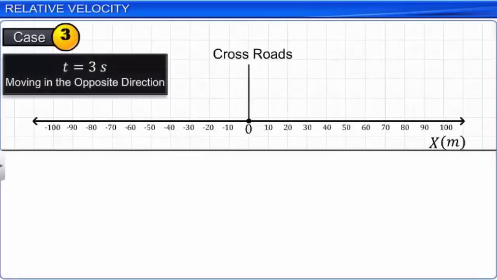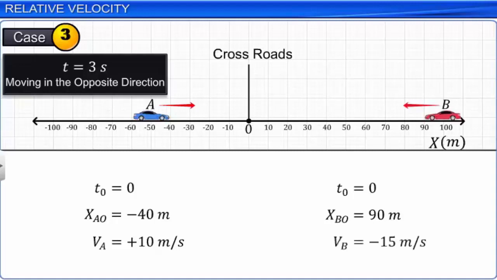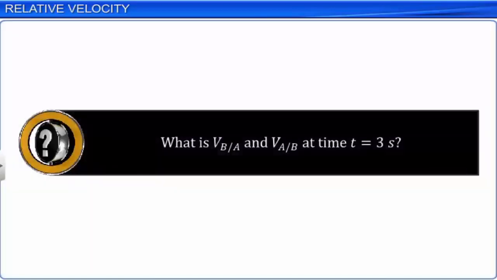Case 3. At the time of initial observation, that is, when T naught equals to 0, car A is 40 meters behind the crossroads, and car B is 90 meters ahead of the crossroads. Car A is moving towards right with a uniform velocity of 10 meters per second. Car B is moving towards left with a uniform velocity of 15 meters per second. 1. What is VB by A and VA by B at time t equal to 3 seconds?